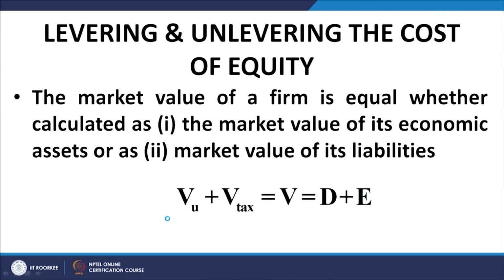Then I discussed the levering and unlevering of the cost of equity. We had two equations, which we derived on the basis of two propositions. The first proposition was that the market value of a firm is equal whether calculated as the market value of its economic assets or the market value of its liabilities. The market value of the economic assets can be expressed as the sum of the value of the unlevered firm and the value added by the tax effects of introducing debt into the capital structure. So, that is how the left hand side is explained. The right hand side is straightforward. It is the sum of the market value of the debt and equity of the firm.